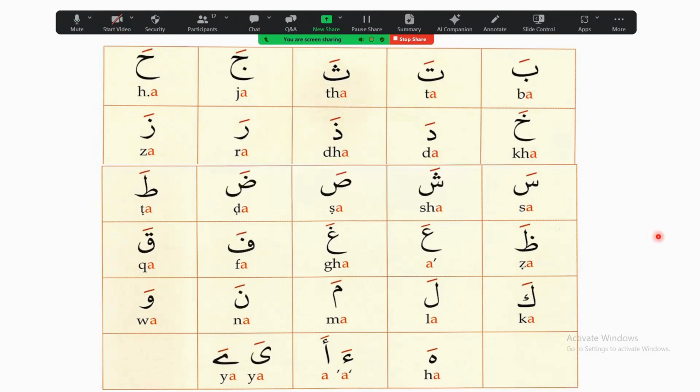Okay, so we have practiced till this point. Inshallah, you will try to say this out loud for yourself to practice.